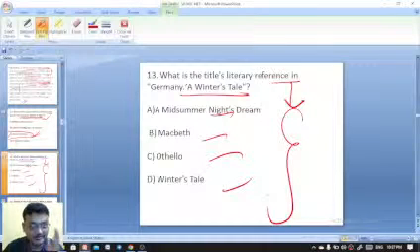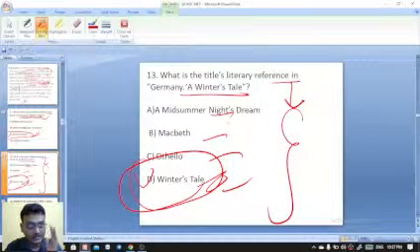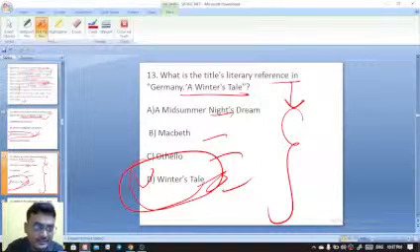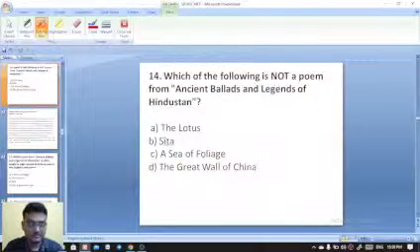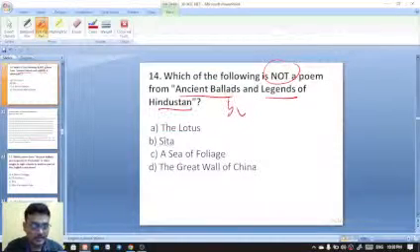Winter's Tale, exactly. Referring to The Winter's Tale. Easy one. The title here, Heinrich Heine's work, Germany, a Winter's Tale, is referring to Shakespeare's Winter's Tale. Which of the following is not a poem from Ancient Ballads and Legends of Hindustan by Toru Dutt?